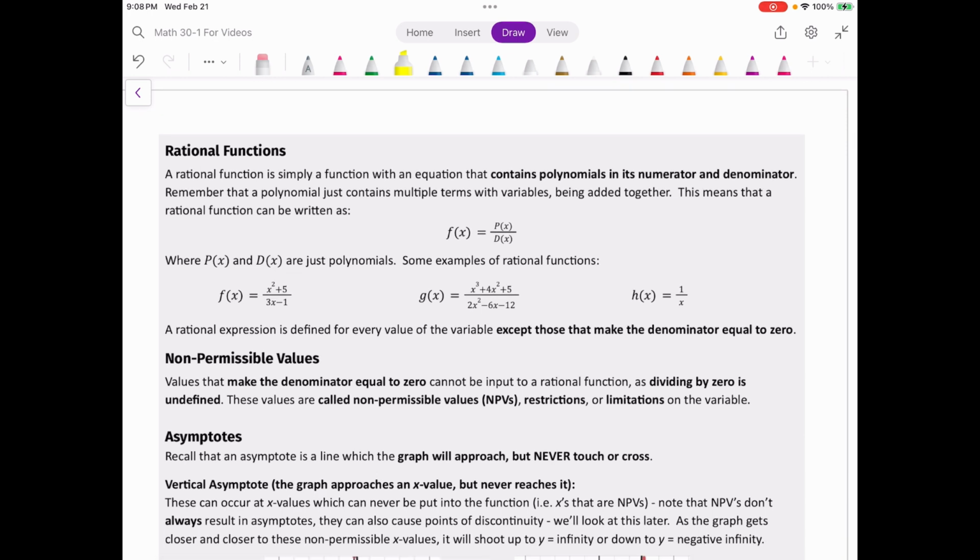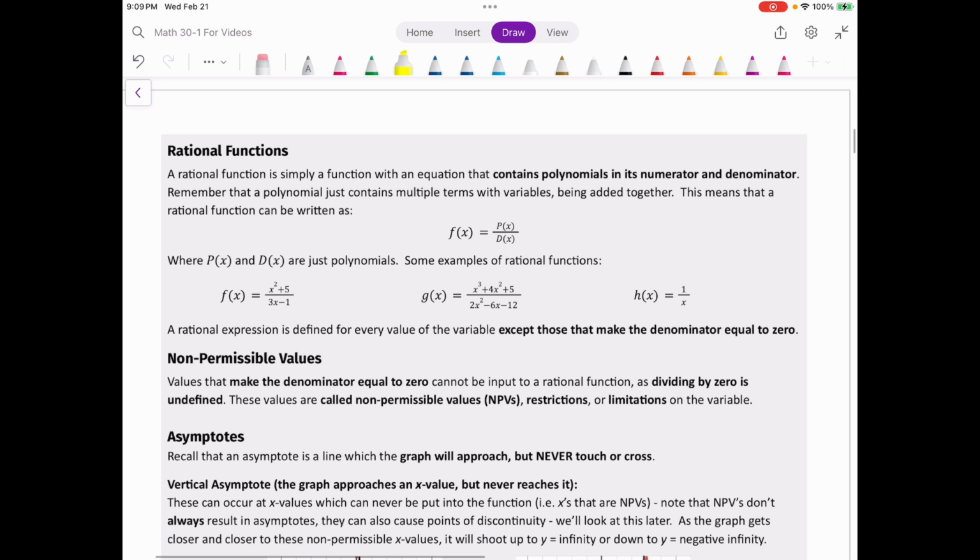What are they? Well, you might recognize that term rational from Math 20. We talked about rational expressions and rational equations in Math 20. You can probably guess. Now we're going to look at rational functions. So we did rational expressions, rational equations. Now we're going to say what happens when we have a function that's equal to one of those rational expressions.